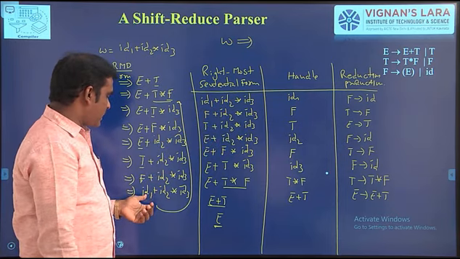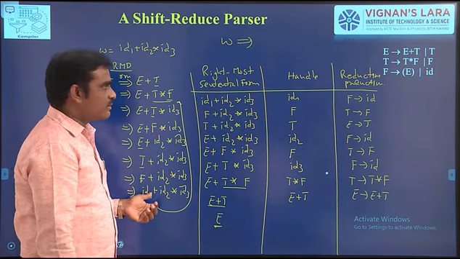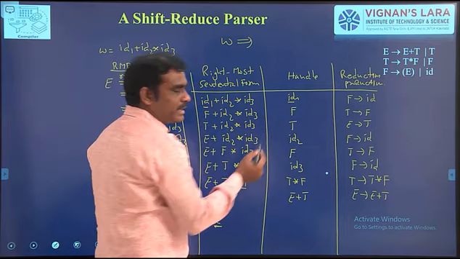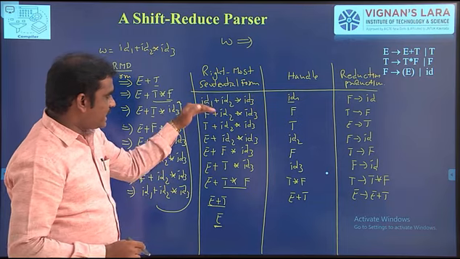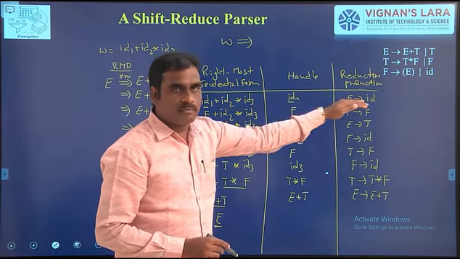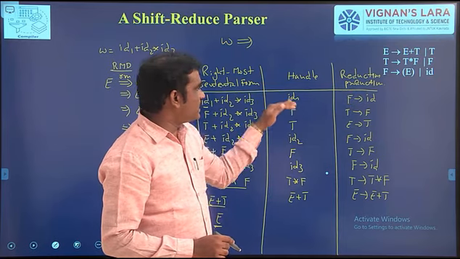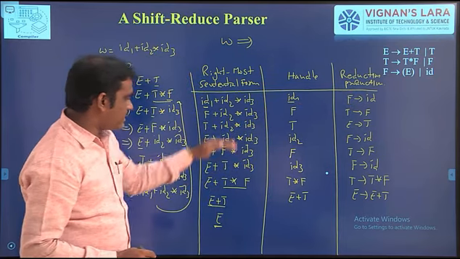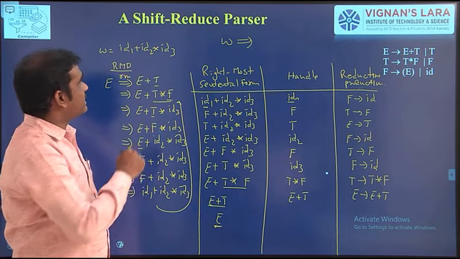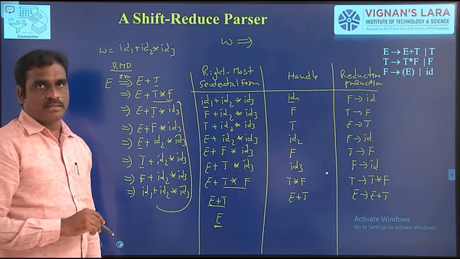So ID1 plus ID2 star ID3. In the previous step, F is replaced with ID1. So here the handle is nothing but ID1. Handle means the replacement symbol. In each and every step we identify one symbol, and that symbol is replaced with some production. So that is a handle. Like this, input string to E. So in this way we have constructed the shift reduce parser.